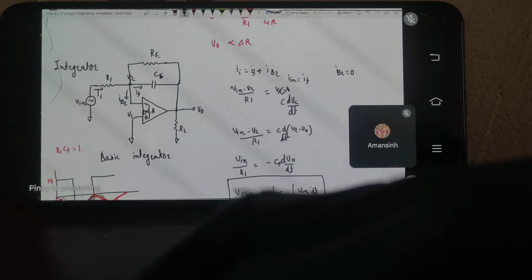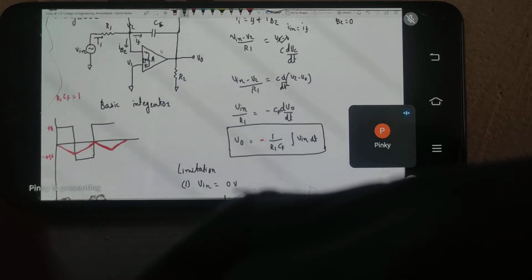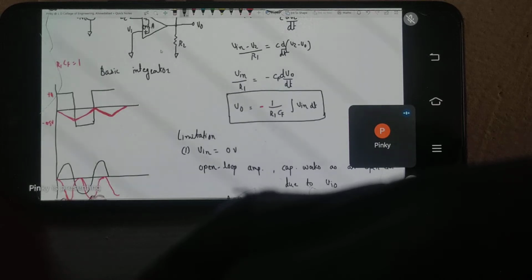It works in the closed loop configuration, because for input 0 your capacitor works as an open circuit, but now you have this resistance RF, so its gain remains constant, minus RF by R1. Your gain should not reach up to 2 into 10 raised to 5. So this resistance RF overcomes the problem of the basic integrator. Which type of problem? Stability problem, and it won't try to go into open loop configuration.